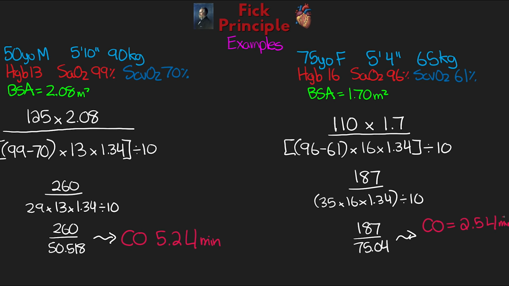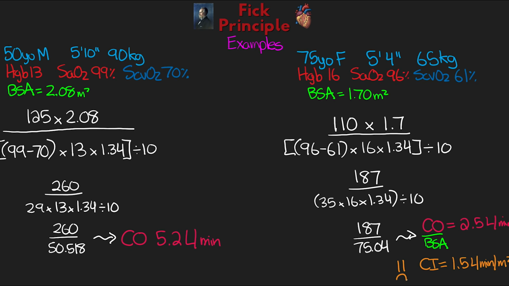And then knowing our body surface area, we can actually figure out our cardiac index if we take our cardiac output and divide it by our BSA. Here we do 2.5 divided by our BSA of 1.7, which gives us a cardiac index of 1.5 liters per minute per meter squared, which is definitely not good.